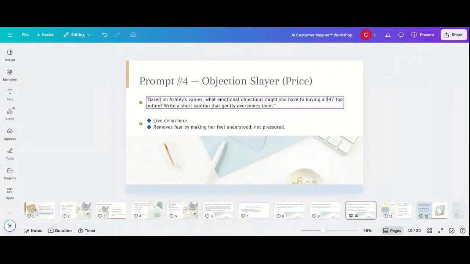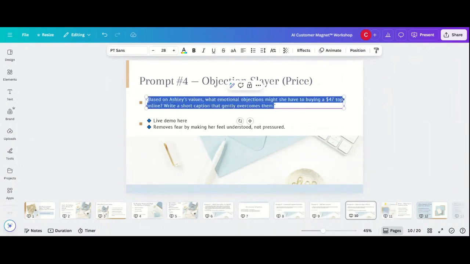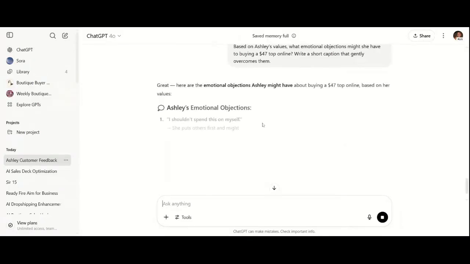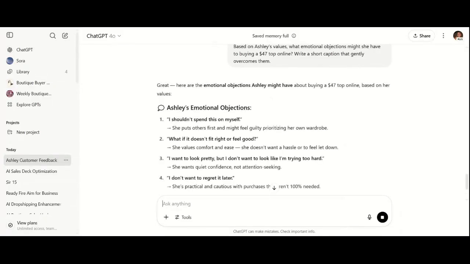Okay, now our last one. Based on Ashley's values, what emotional objections might she have to buying a $47 top online? Write a short caption that gently overcomes them. So we just talked about how Stephanie had that customer who said the $35 top was too expensive. So let's see what this says.